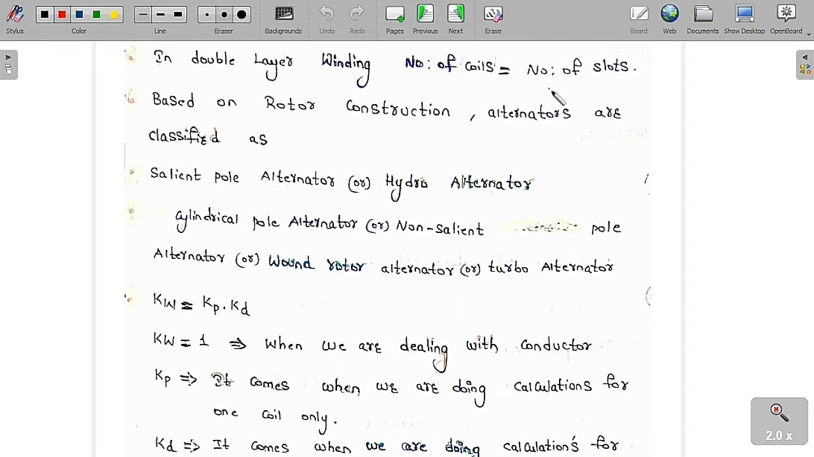So in a double layer winding, 2 coil sides are placed in 1 slot. So we have 60 coil sides, with 2 coil sides in 1 slot, so 60 coil sides in 30 slots. Therefore we can see that we have 30 coils and 30 slots. So the number of coils is equal to the number of slots in the case of the double layer winding.